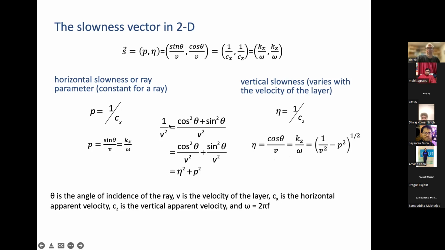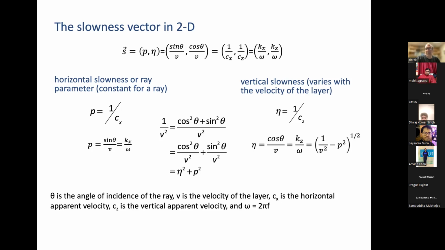And we can also say that 1 over v squared equals cosine squared theta plus sine squared theta, where theta is the angle of incidence of your ray, over v squared, and that equals cosine squared theta over v squared plus sine squared theta over v squared. And this just equals eta squared plus p squared. With that in mind, we can also solve for eta: it's the square root of 1 over v squared minus p squared. And I think these are all the relationships that you need, with the exception of R, which I will get to.